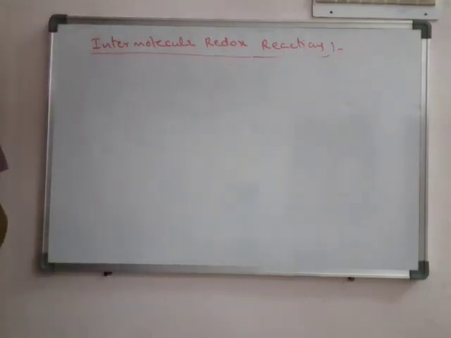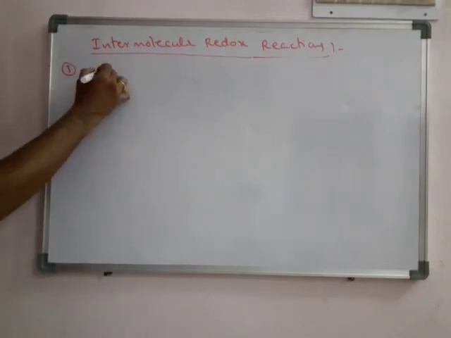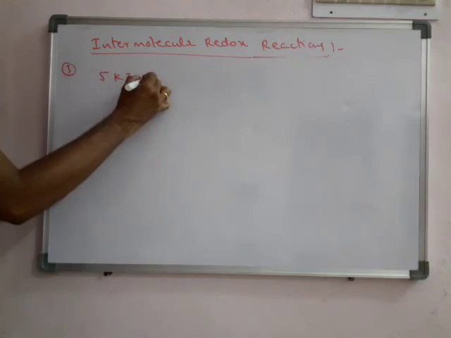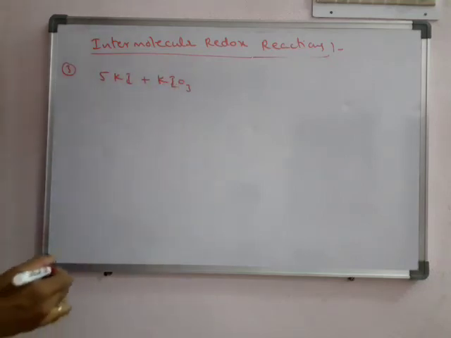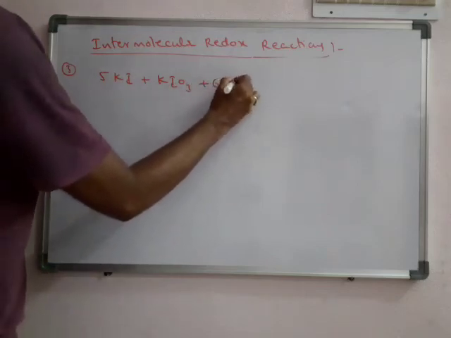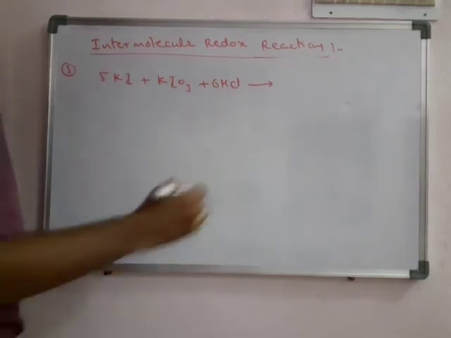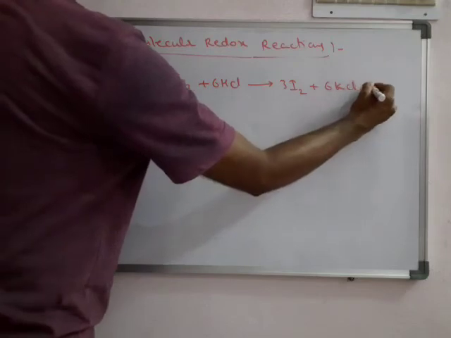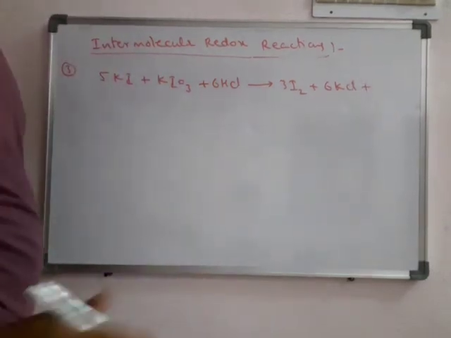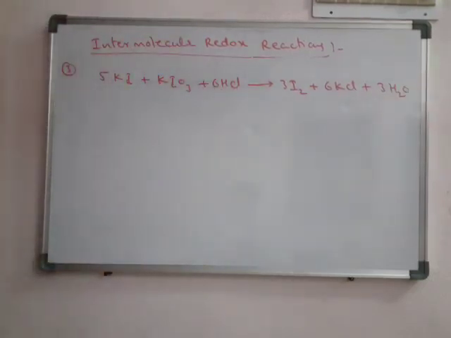Let's see one more important example. The potassium iodate reacting with the hydrochloric acid forming ... plus 3H2. Okay. So here, see this example, the potassium, no change.